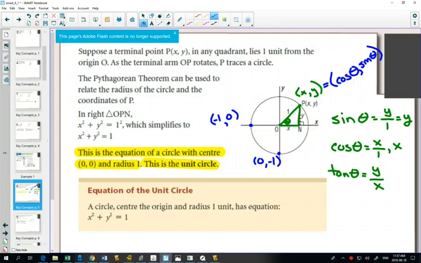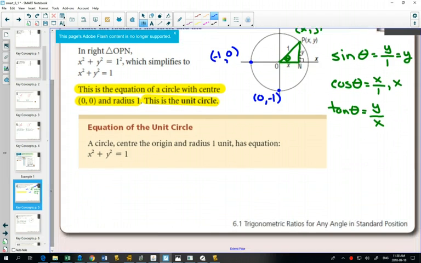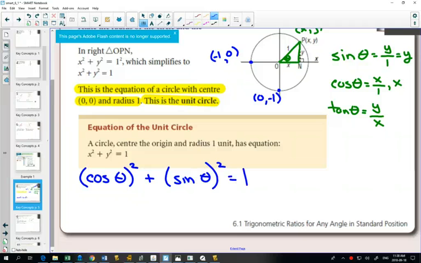If that's the equation of the circle, what do we know about the x coordinate on the circle? From big idea number 1, the x coordinate is cos. So I can rewrite this formula, I'll use theta, as cos of theta squared plus, what's y? Sine of theta squared equals 1. On your formula sheet, I don't know how sine won out, but sine is always first.